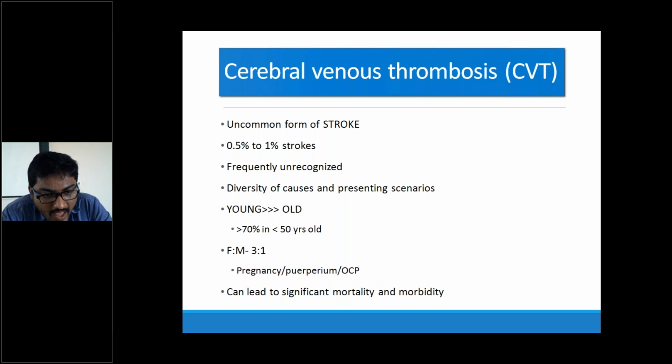In young patients we see more, 70% of patients present with CVT at an age less than 50 years, right? And the female to male ratio is 3 to 1. Everyone see this? The female to male ratio is 3 to 1. Harrison and every other standard textbook gives this.